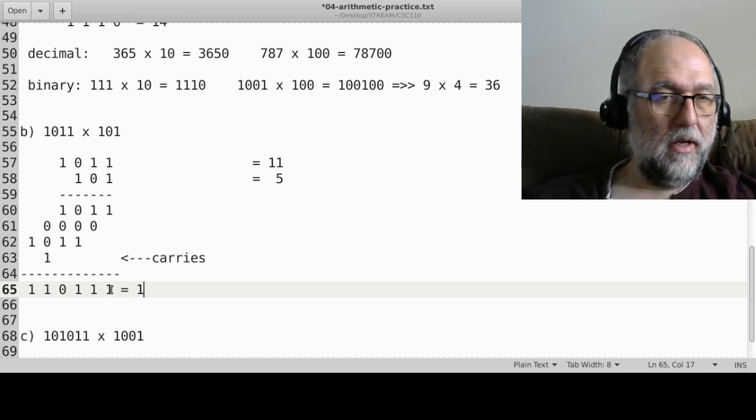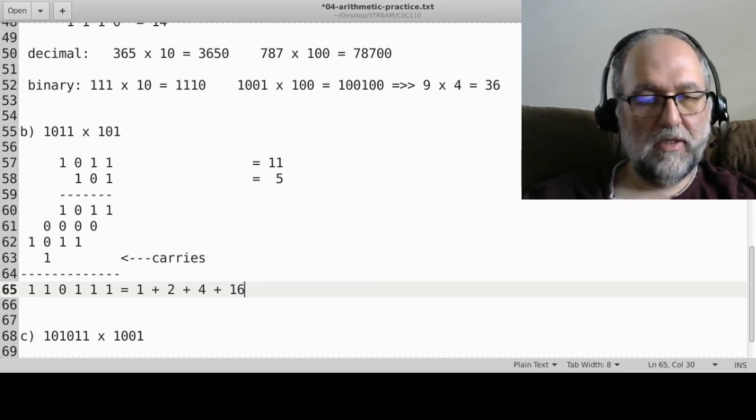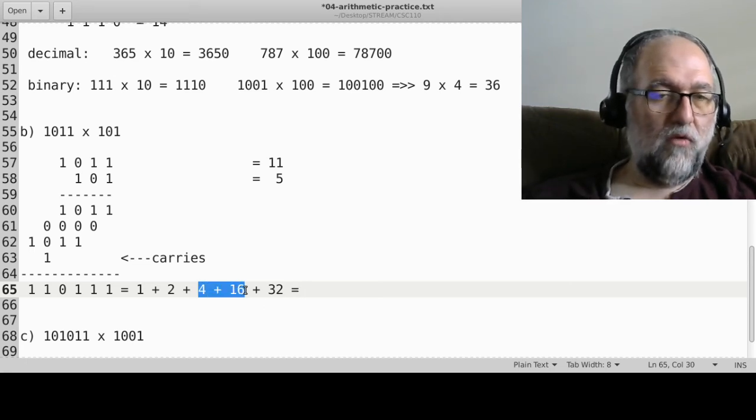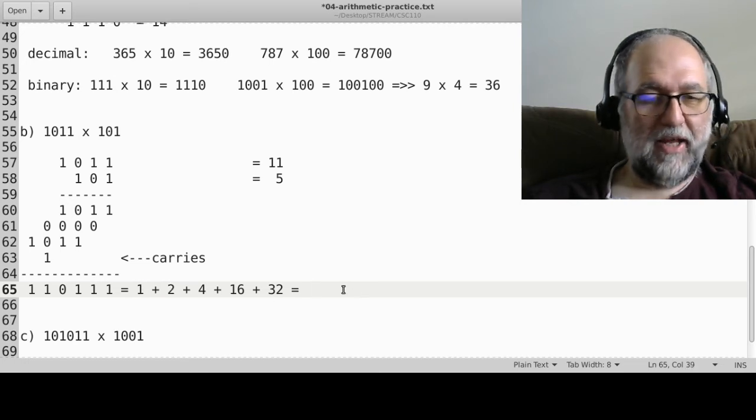So there's a 1 plus, there's a 2 plus, there's a 4. Okay. No 8s, a 16 and a 32. Okay, a 16 plus a 32. And let's see here. So 4 and 16, that's 20. And then 32 is going to bring us up to 52, 53, 54, and 55. And it works out. Okay?